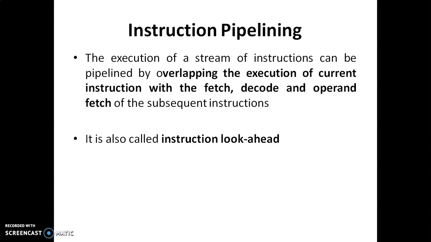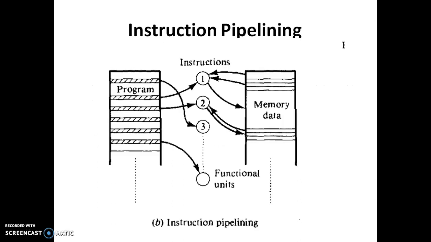Coming to instruction pipelining, the execution of the stream of instructions can be pipelined by overlapping the execution of the current instruction with fetch, decode and operand fetch of the subsequent instructions. So it is also called instruction look ahead pipelining. This figure represents instruction pipelining, which shows the overlapping of the execution of the current instruction with instruction fetch, decode and operand fetch of the subsequent instruction.